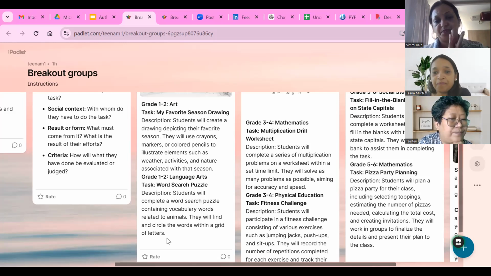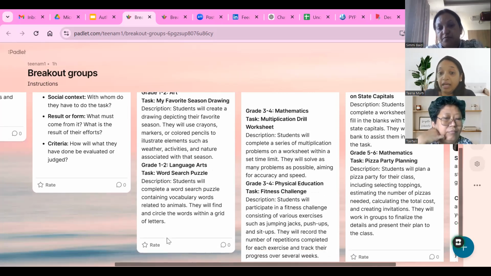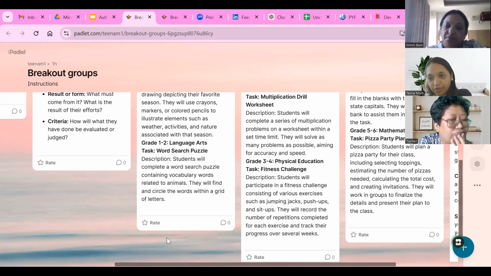Now, the scenario is they will complete a series of multiplication problems on a worksheet within a set time limit. They will solve as many problems as possible, aiming for accuracy and speed. Another one is on fitness. They will participate in a fitness challenge consisting of various exercises such as jumping jacks, push-ups, sit-ups. They will record the number of repetitions completed for each exercise and track their progress over several weeks. What do you think? Authentic or not? Somewhere lagging? No, absolutely not.